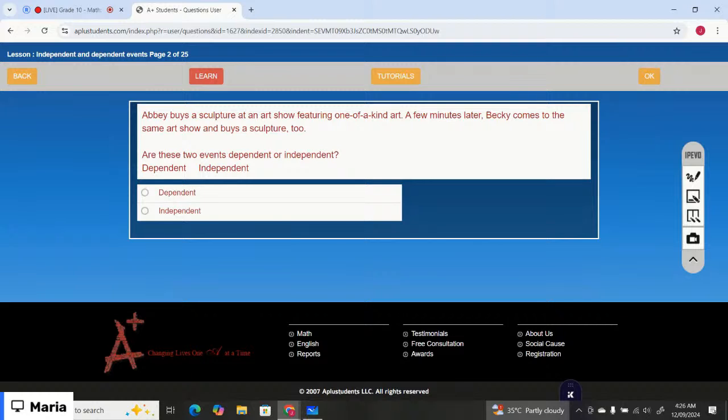Abe buys a sculpture at an art show featuring one of a kind art. A few minutes later, Becky comes to the same art show and buys a sculpture too. Are these two events dependent or independent? Which is the correct option?